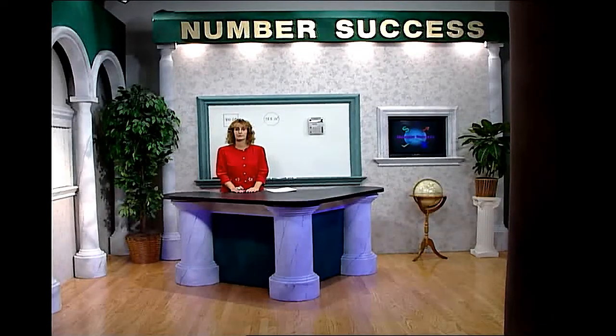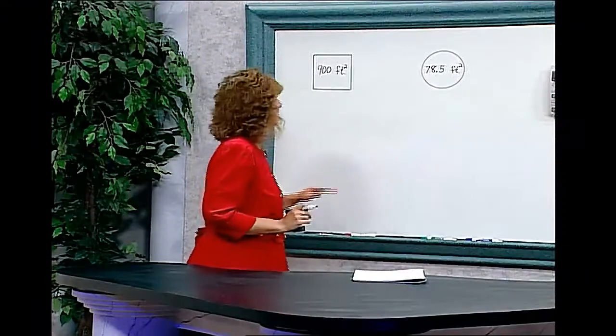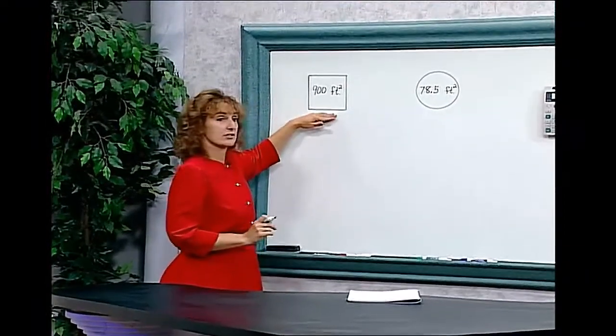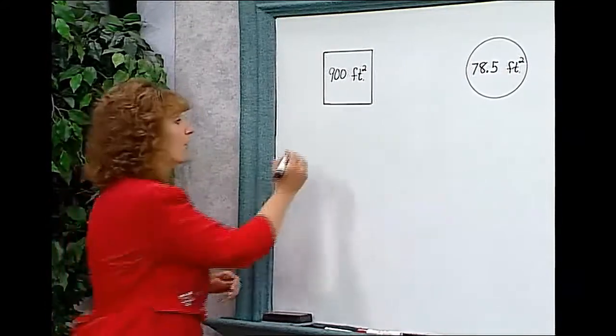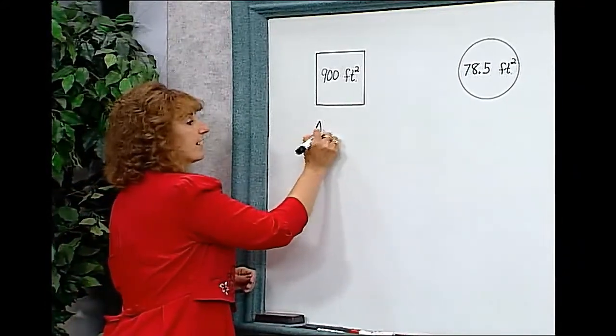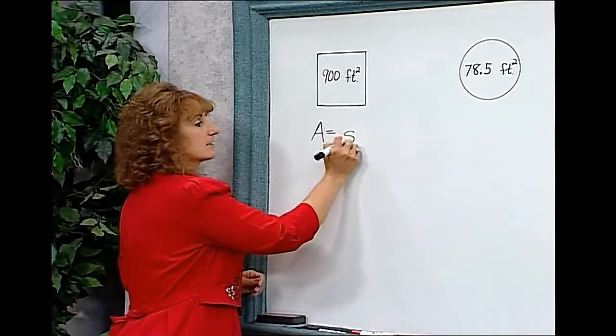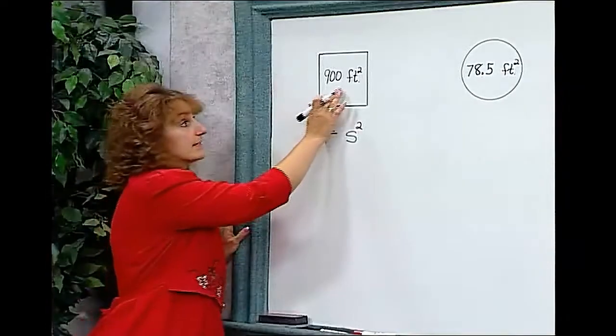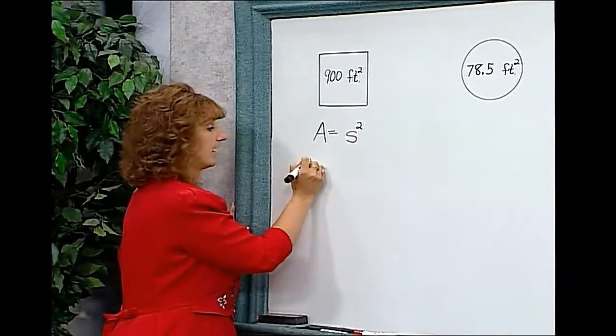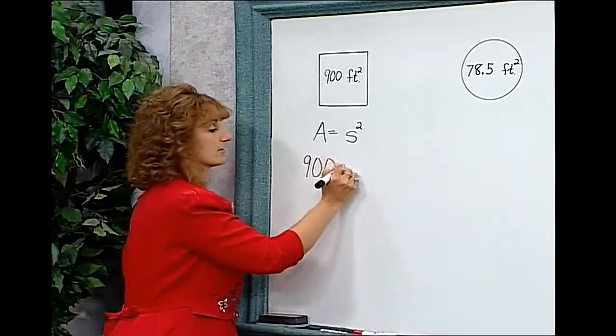Applications for square roots. Let's look at a couple of examples. We have a square here that has an area of 900 square feet. We know that the area of a square is side squared. We used that formula before, but now we know the answer. The area is 900.